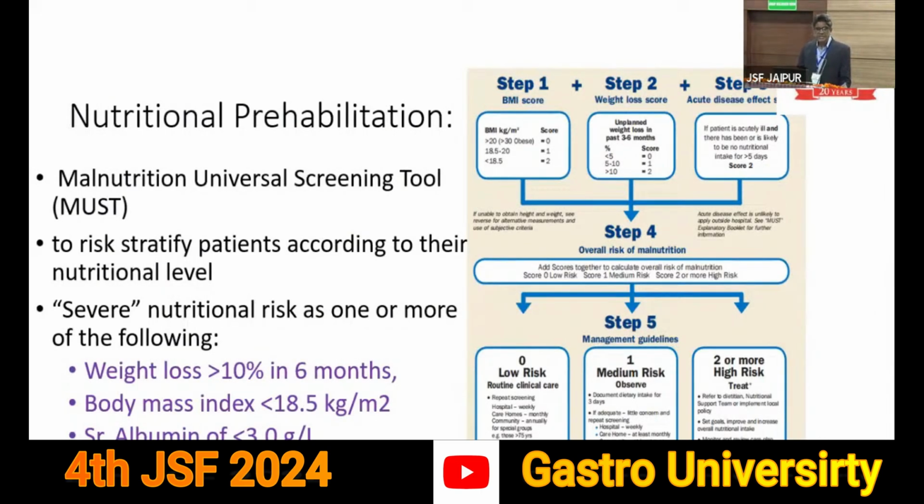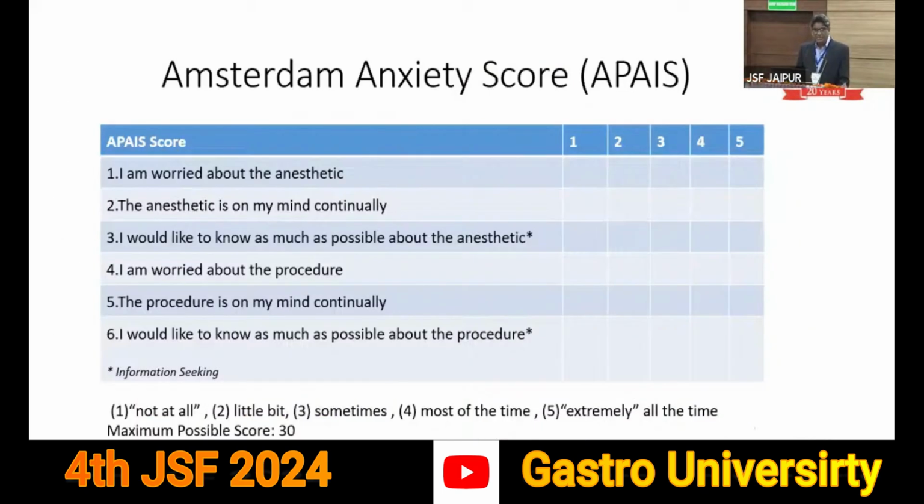Nutritional rehabilitation is required in patients, most likely in oncosurgeries and HIPEC surgeries, where patients have not been taking much nutrition previously and are depleted. Weight loss of more than 10% in the last 6 months, a body mass index of less than 18.5, and serum albumin of less than 3 are the major risk factors, and these patients require active nutritional rehabilitation in terms of replacements.